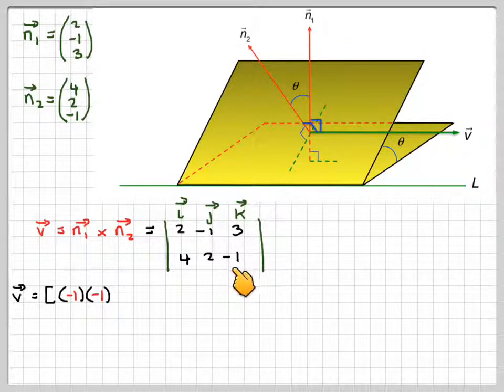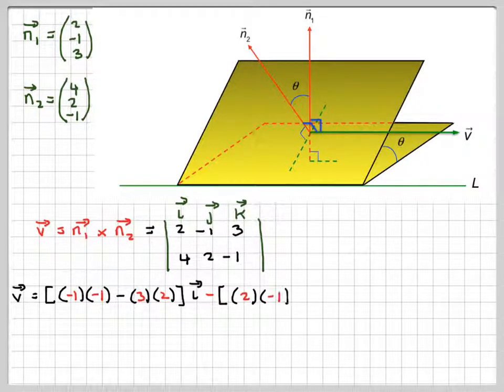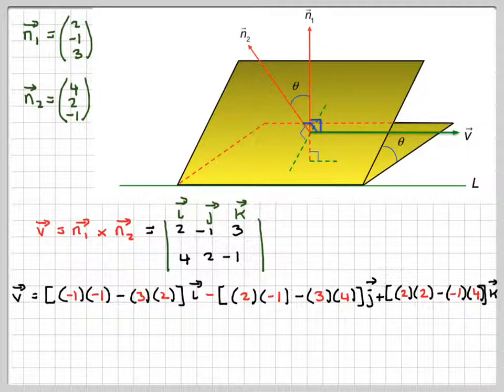So we're going to do minus 1 times minus 1, minus 3 times 2, lots of i. The next one's always minus, remember. Covering up the j, we do 2 times minus 1, minus 3 times 4, lots of j. And then covering up k, we do 2 times 2, minus 1 times 4, lots of k.